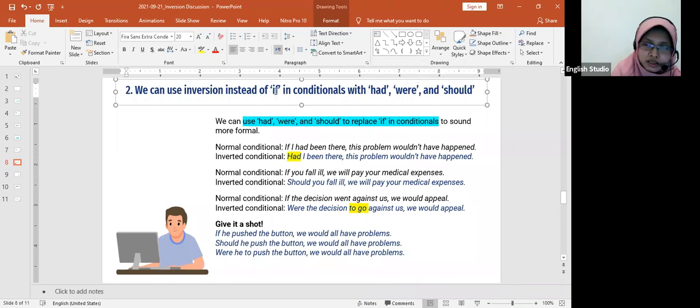Tapi sebenarnya ada sih di kasus lain kita bisa mengubah if tuh pakai providing kalau tidak salah. Tapi saya I'm not so sure that it can be categorized or included as inversion, Mr. Tegar. Jadi sebenarnya if tuh bisa diganti tidak hanya dengan had, were, and should. Ada juga alternatif lain. Tapi for the inversion, ya, specifically for inversion, I think we need to focus on using these three words first ya, Mr. Tegar. Kalau nggak, mungkin Mr.